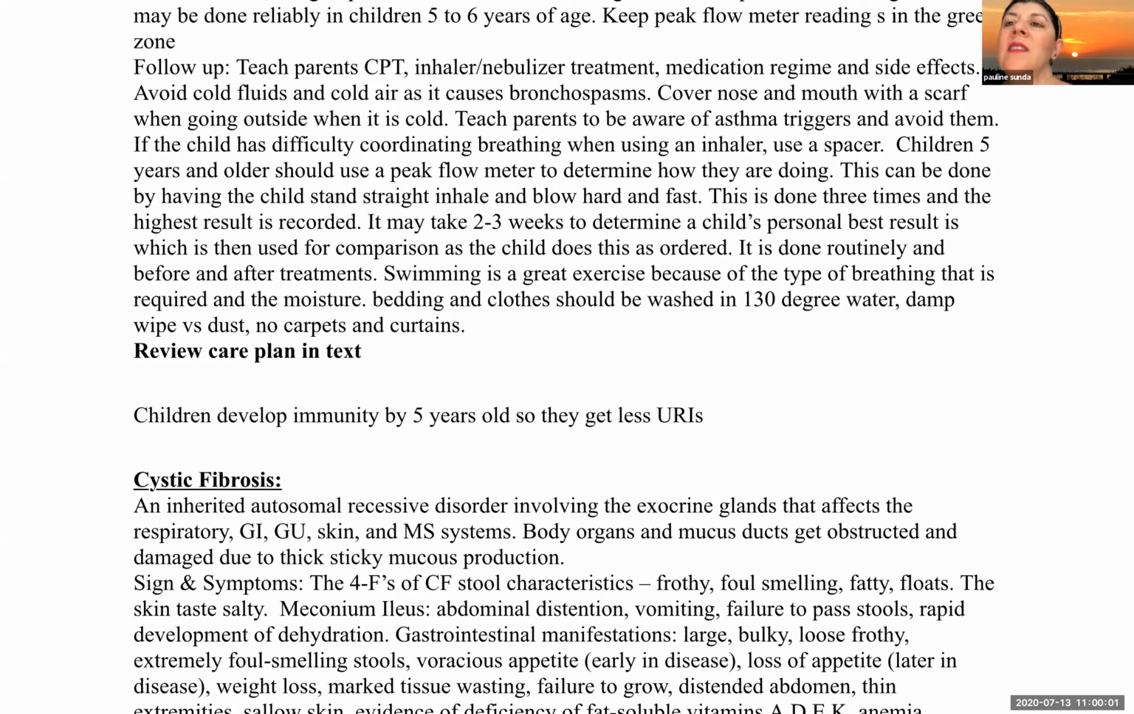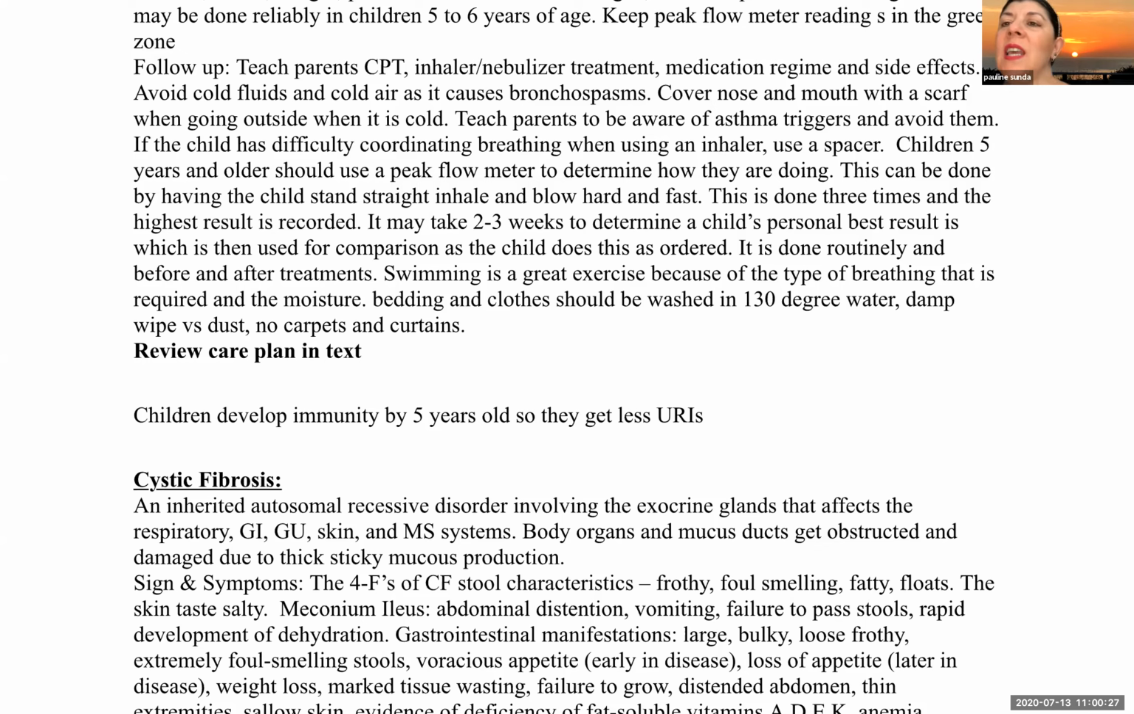If the child has difficulty coordinating breathing when using an inhaler, they can be given a spacer. Children 5 years old and over should use a peak flow meter to determine how they are doing. This can be done by having the child stand up straight, inhale, and then blow hard and fast into the peak flow meter. This is done 3 times, and the highest result is recorded.